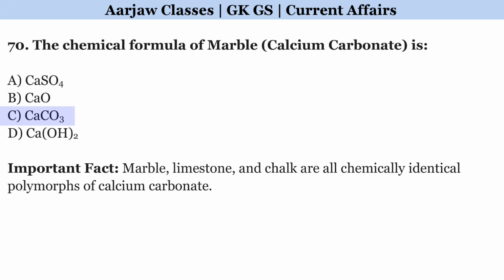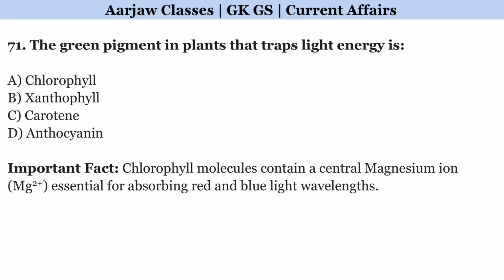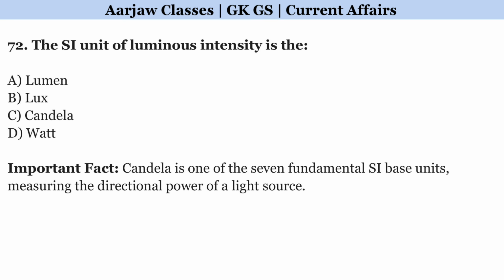Correct option is C. CaCO3. The green pigment in plants that traps light energy is? Right option is A. Chlorophyll. The SI unit of luminous intensity is the?